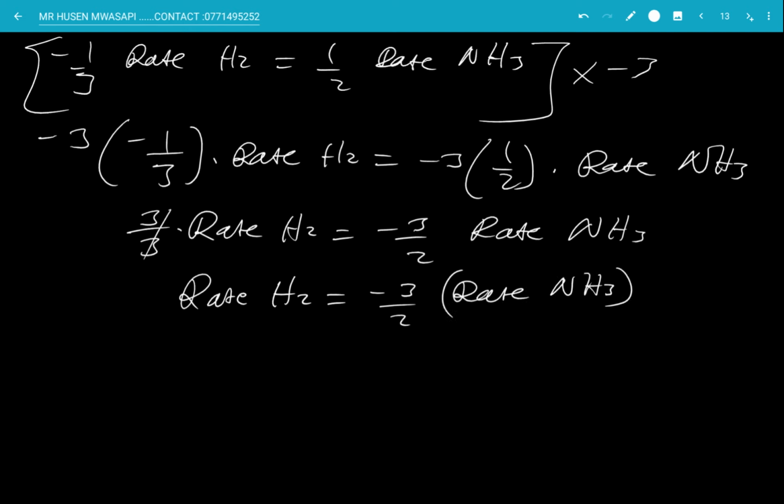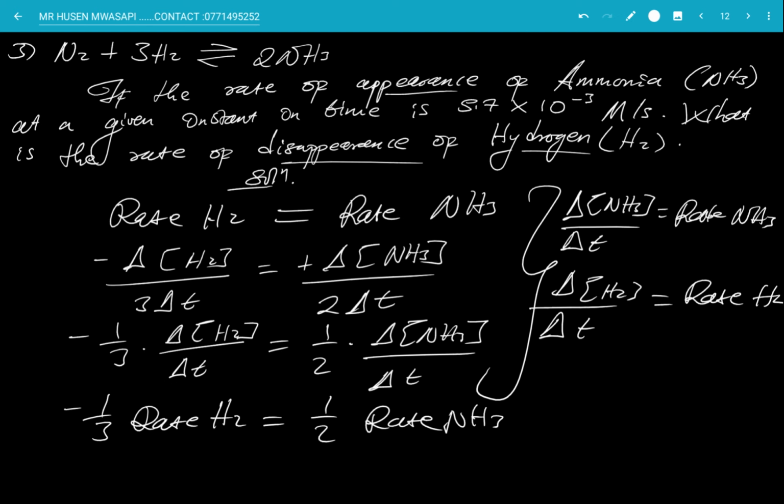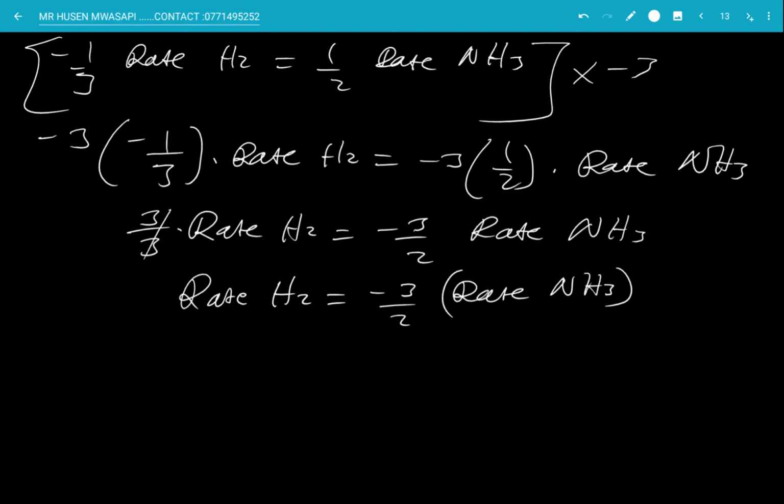Now, what was the rate of NH3 in the initial question? Remember, it says if the rate of appearance of ammonia at a given instant in time is 5.7 times 10 to the minus 3 molarity per second, what would be the rate of disappearance of hydrogen? So that's the rate of ammonia. So it's going to be minus 3 over 2 times the rate, which is 5.7 times 10 to the minus 3.